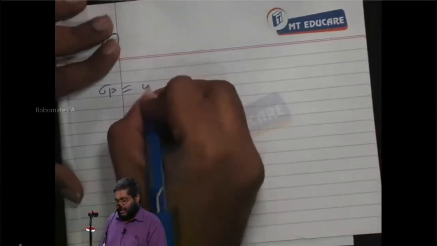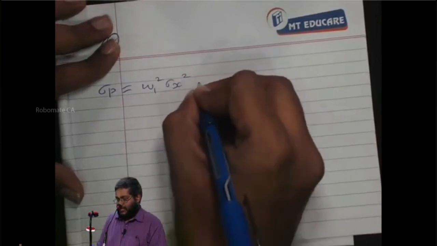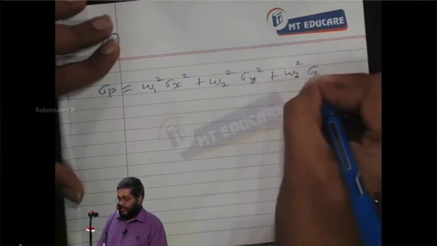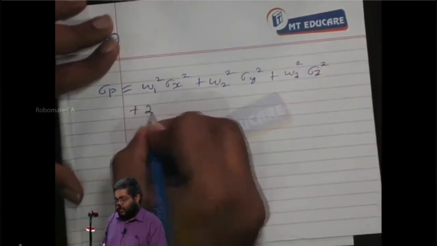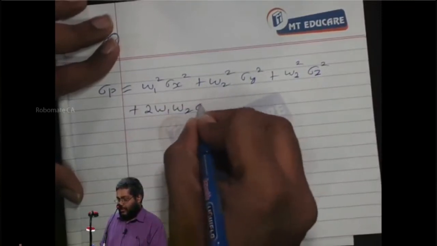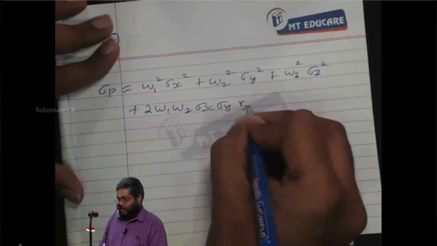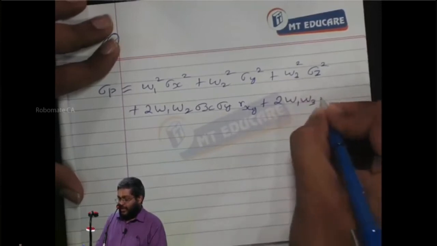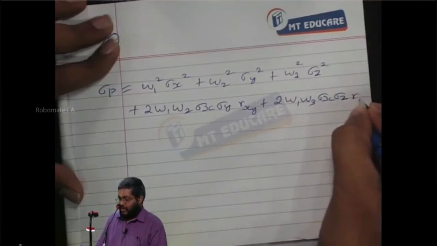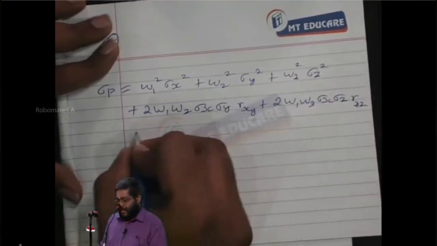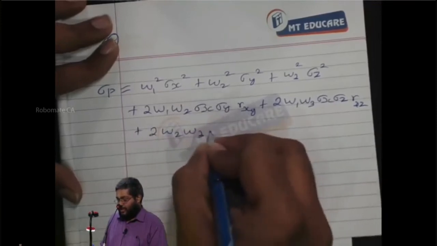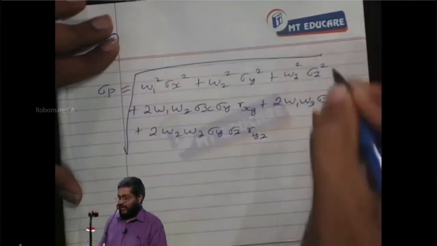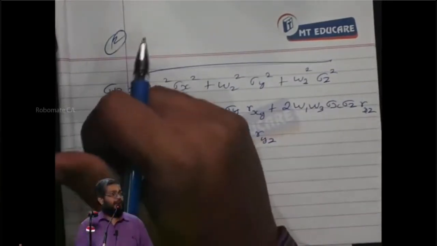Now, sigma P is equal to W1 square sigma X square plus W2 square sigma Y square plus W3 square sigma Z square, plus 2 into W1 into W2 into sigma X into sigma Y into correlation of X and Y, plus 2 into W1 into W3 into sigma X into sigma Z into correlation of X and Z, plus 2 into W2 into W3 into sigma Y into sigma Z into correlation of Y and Z. Take the square root. I get the 3 security portfolio standard deviation. Everybody following?